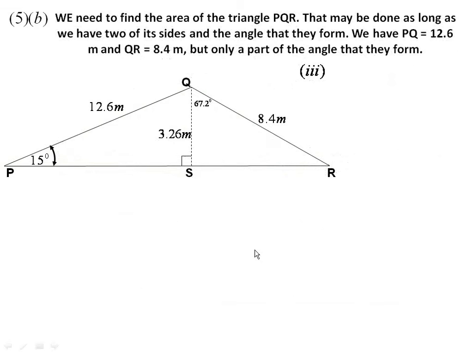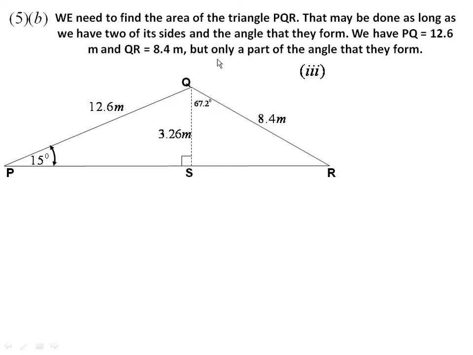We need to find the area of the triangle PQR, this large triangle. That may be done as long as we have two of its sides and the angle that they form. We have PQ is equal to 12.6. Here, two sides: PQ is 12.6, and QR is 8.4. So we have two sides of that triangle. We need to have also the angle that the two sides form.